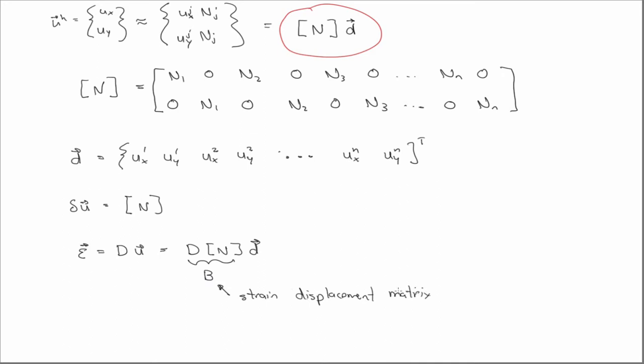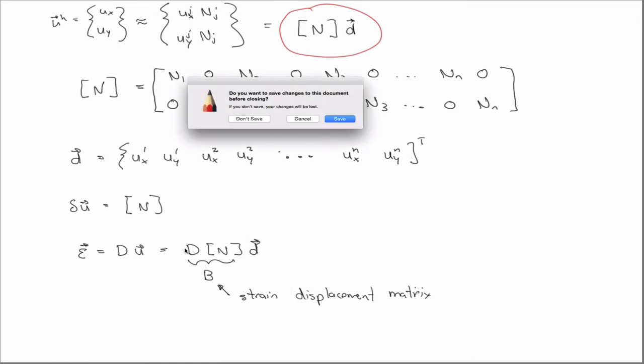So it's just D, remember, is a differential operator matrix. And you multiply it by N, and so basically you're just taking the derivatives of the shape function, right? Which is not different than what we did in one dimension or in 2D. So I promise I'll work an example in a minute, and then it'll sort of all come together, I think.